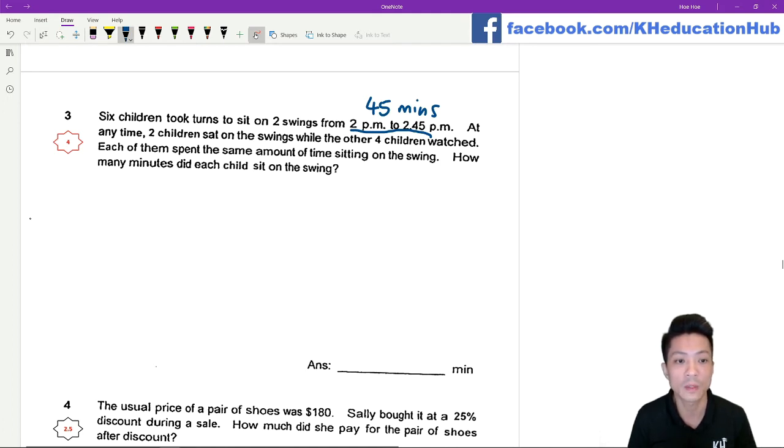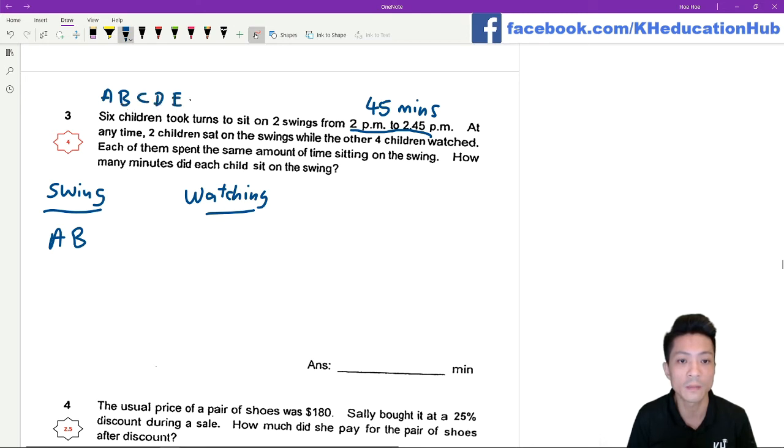Okay, so let's write down the 2 that are on the swing and the 2 that are watching. We're going to let the 6 children be named A, B, C, D, E, F to make things a bit easier. A, B will sit on the swing first, so C, D, E, F will watch and they're going to be very sad.